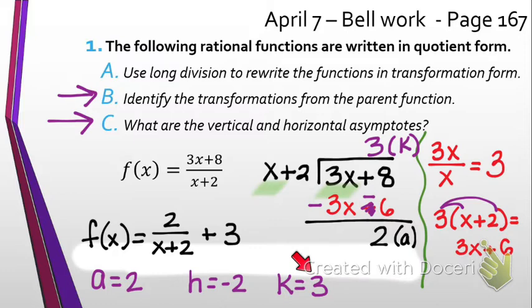Your vertical asymptote is at x equals h, so you would say x equals -2. And the horizontal asymptote is at y equals 3.